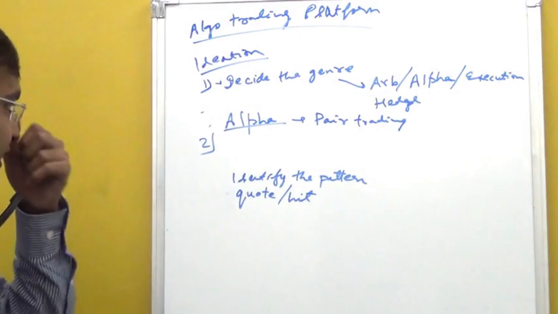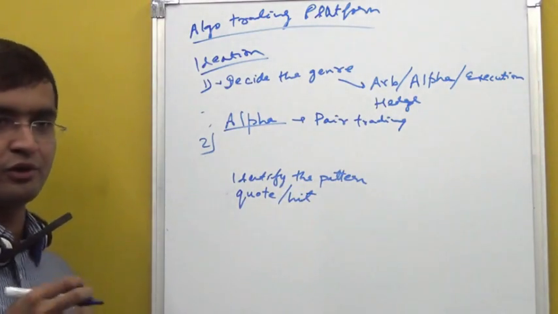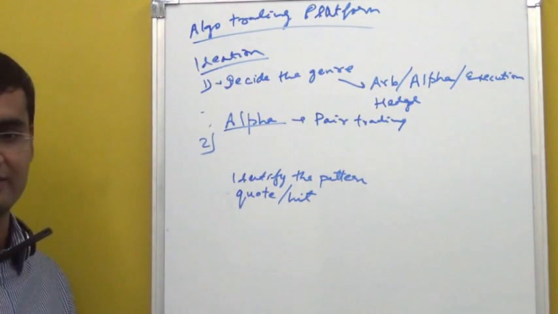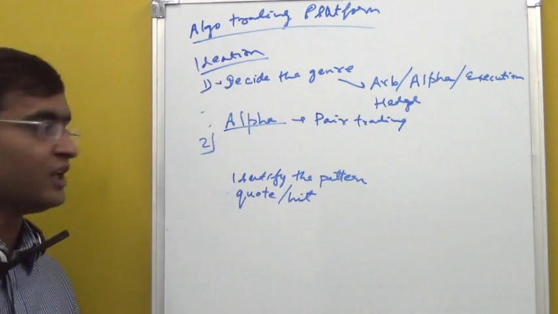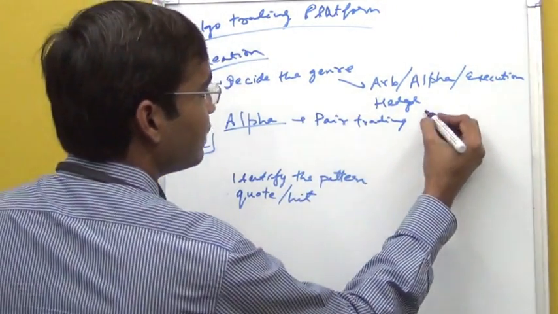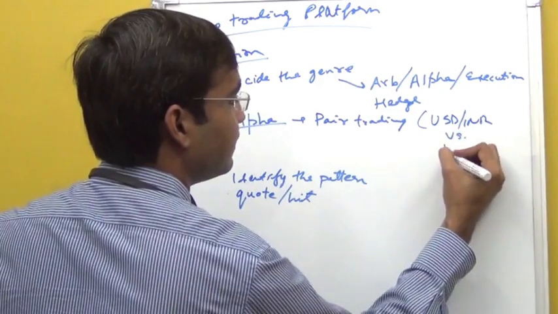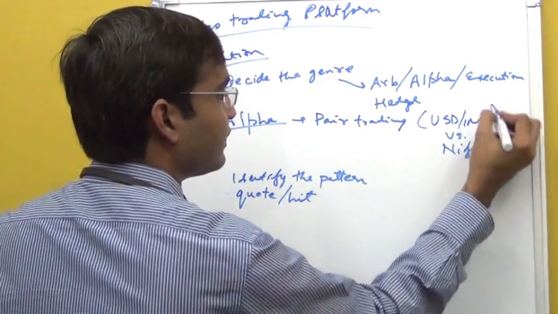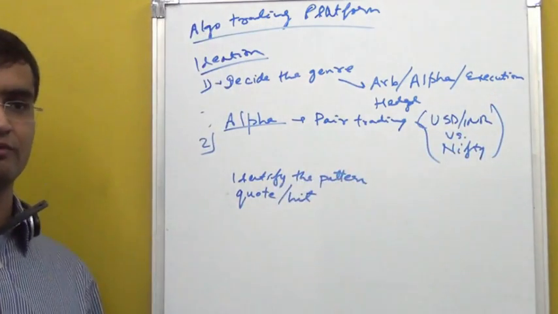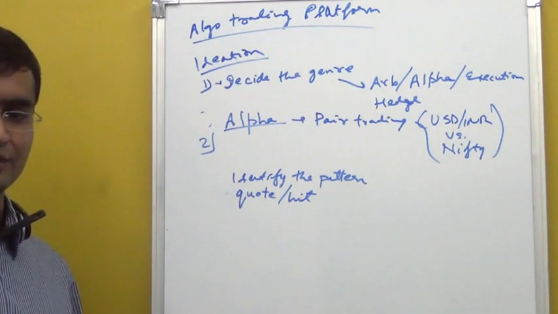So more or less on the correct lines. What we typically do is that once we decide that okay, I want to do a pair trade, I also decide on two things, two scrips between whom I want to build a pair. So if I want to do pair trading, say I'll take a typical example of USD INR versus Nifty. Now this selection would be based on more of my logical thinking or my experience in the market or the visual correlation.